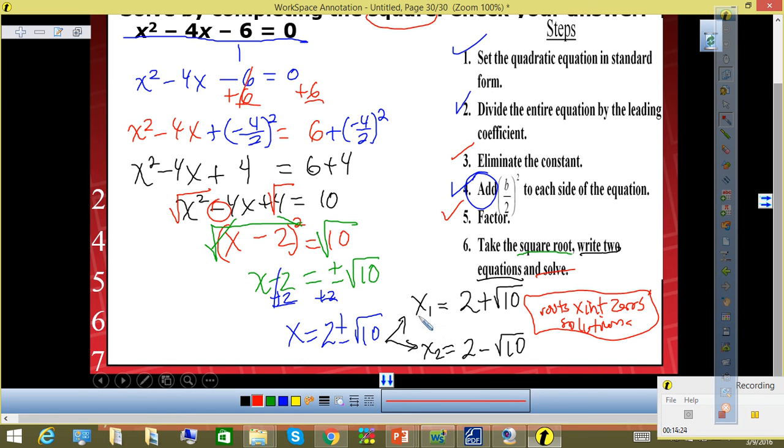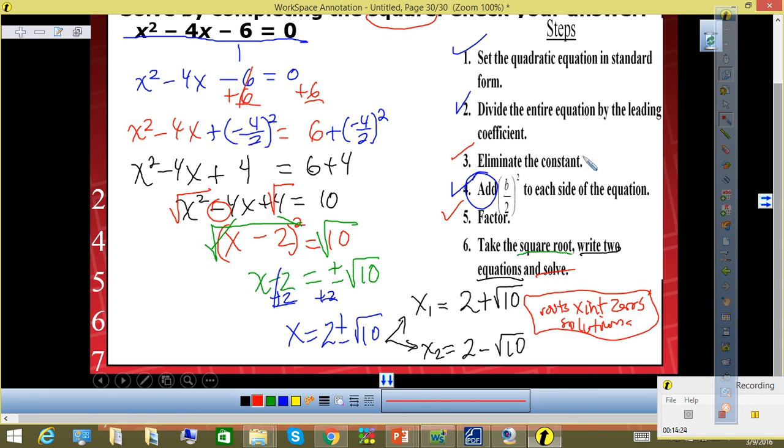Now, if I was to ask you to find me the actual decimal, you'd find me the decimal because you would need it to graph, right? Square root of 10 is somewhere in between 3 and 4, so it's 3 point something, right? So what is 2 plus 3 point something? 5 point something. What is 2 minus 3 point something? Negative 1 point something. So now we have some information to graph. Everybody understand? All right? So, fairly simple?